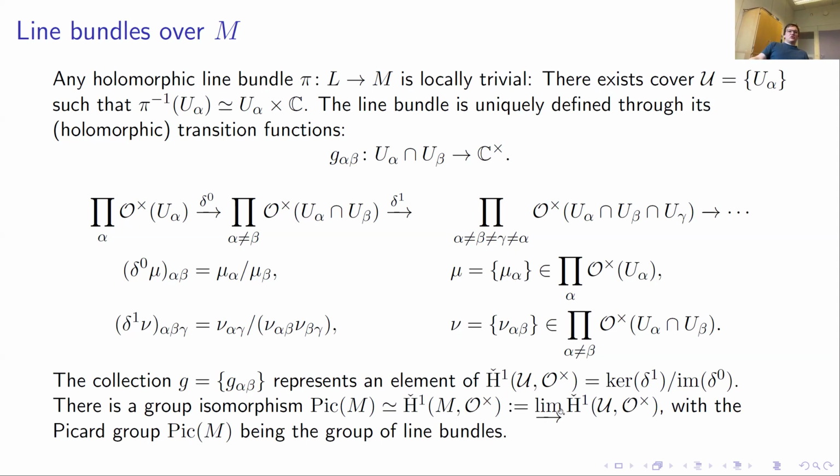And in general, we should take the direct limit of this as the cover becomes finer and finer, and we get proper Čech cohomology. And this is in general isomorphic as a group with the group of line bundles, and the group operation on the line bundles is the tensor product. And we call the group of line bundles the Picard group.